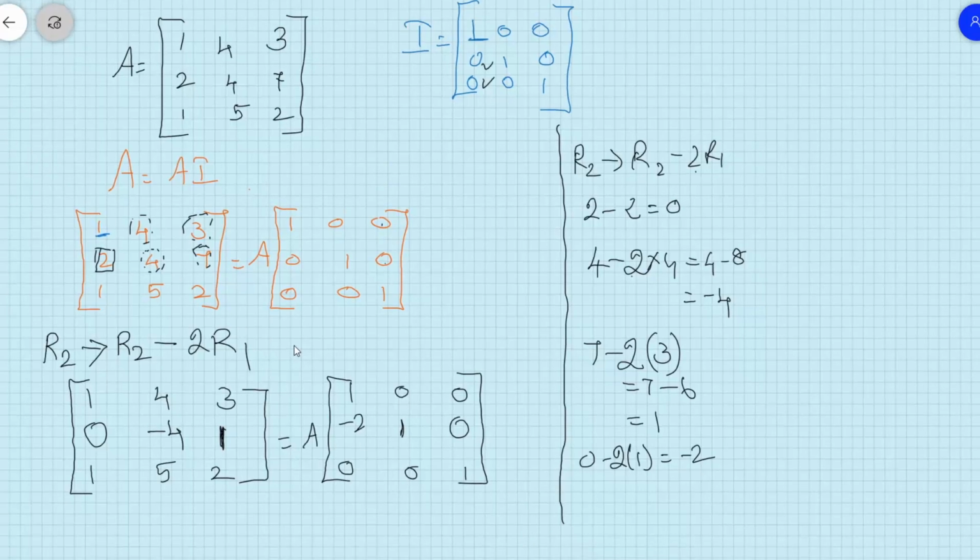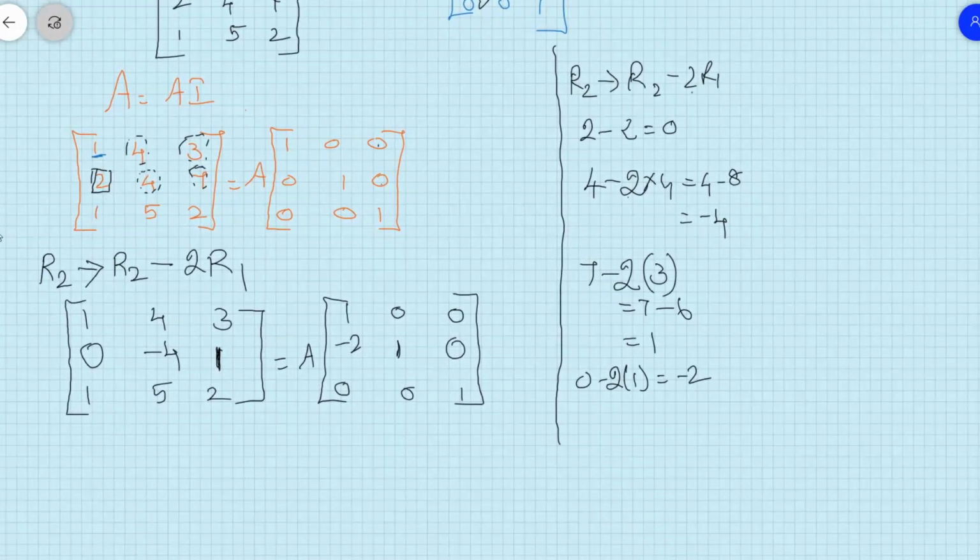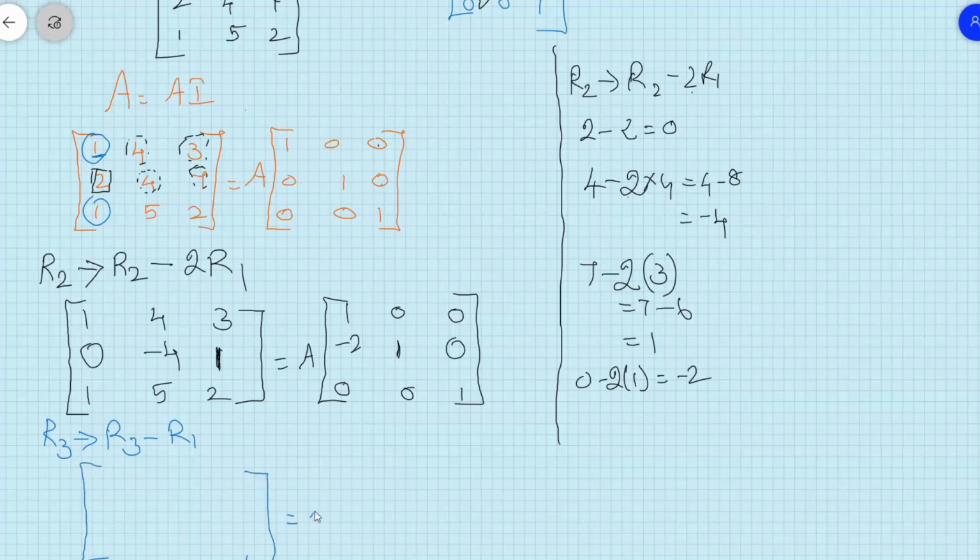The same way, let us go ahead and convert the third row element as 0. So to do that, my row 3 will be row 3 minus row 1. That's enough, as this is 1 and this is 1. So to make this 0, all I have to do is just subtract. So my row 3 is getting altered. My row 1 and row 2 will be the same from this matrix. So I'll write row 1 and row 2 first: 1, 4, 3, 1, 0, 0, and 0, minus 4, 1, minus 2, 1, 0. Now the operation: 1 minus 1 is 0, 5 minus 4 is 1, 2 minus 3 is minus 1.